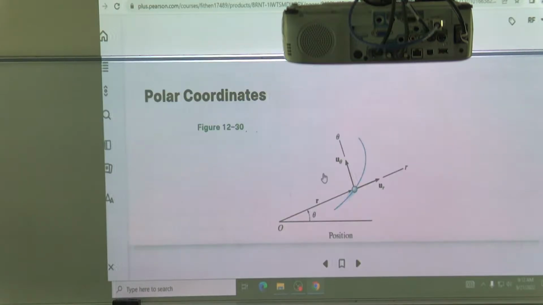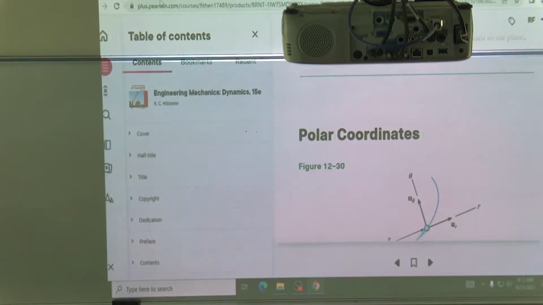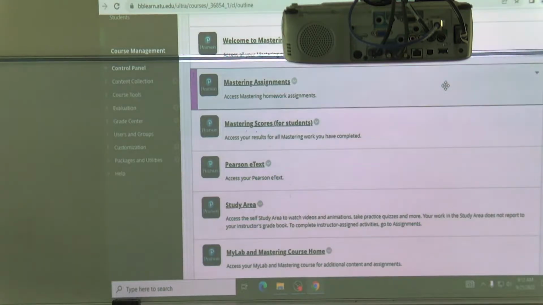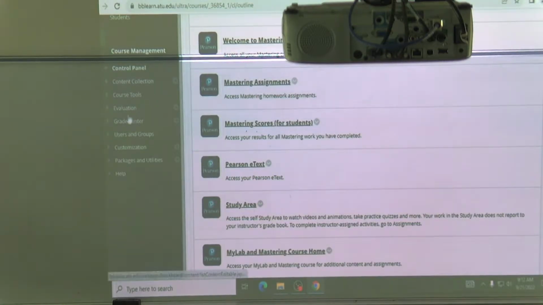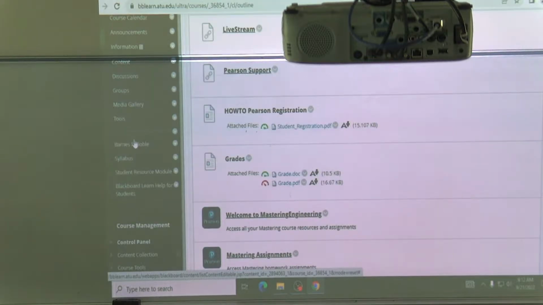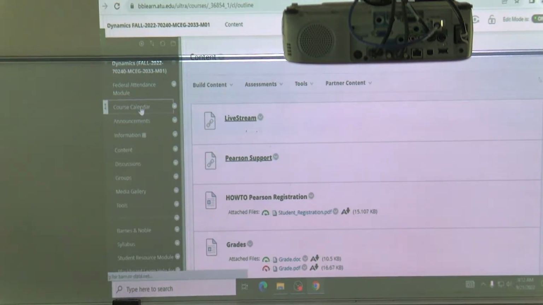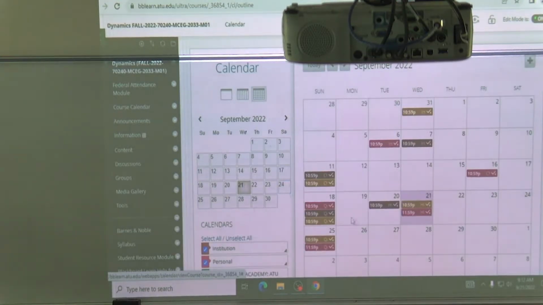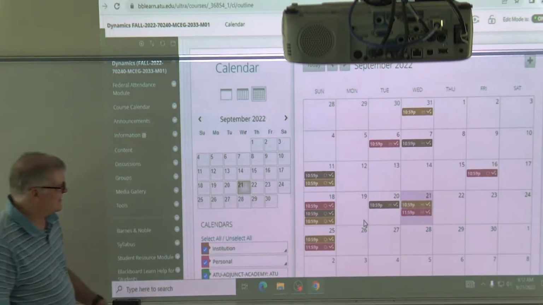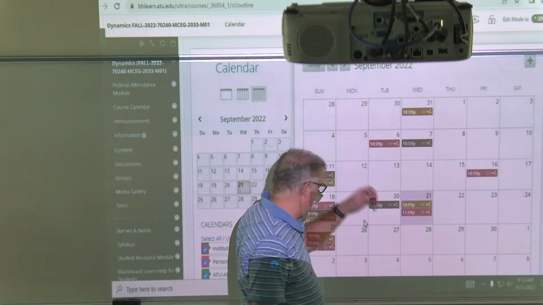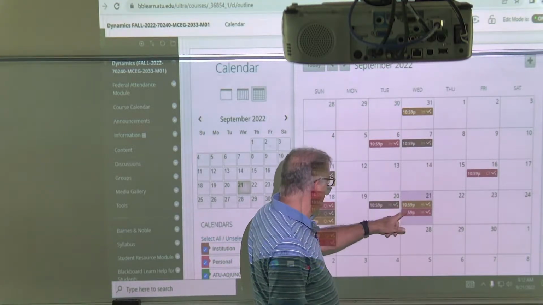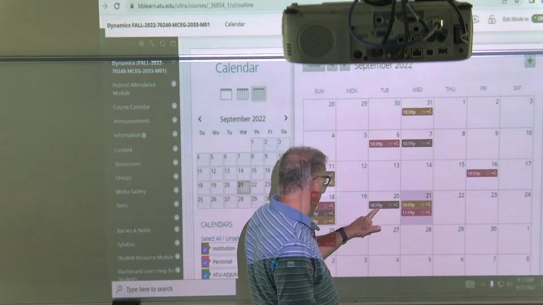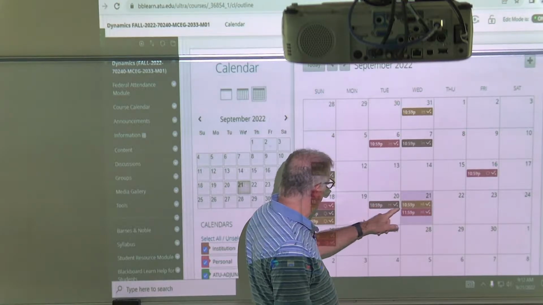Okay, so let's move on to one other thing. But before I do that, let's go to the calendar up here. There it is. Okay, today is the highlighted day. So that shows that there's some stuff due tonight. I'm not sure what, we'll look back and see.